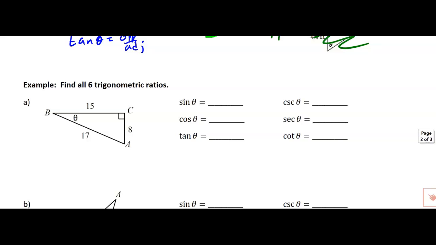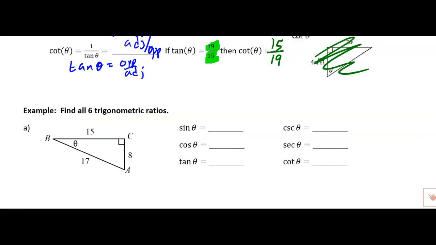All right, so if I'm finding all my trig ratios, okay, if I find all my trig ratios, here is my angle.